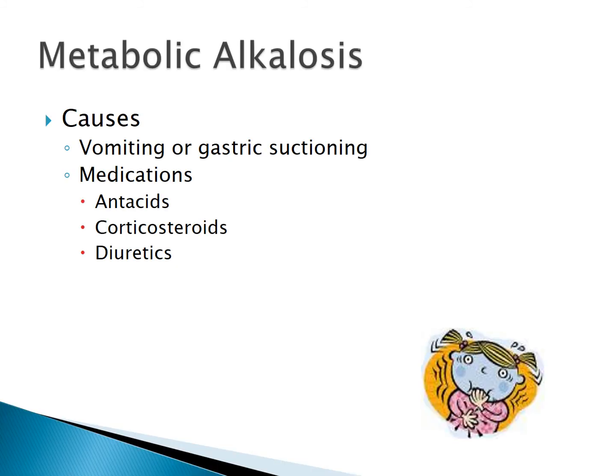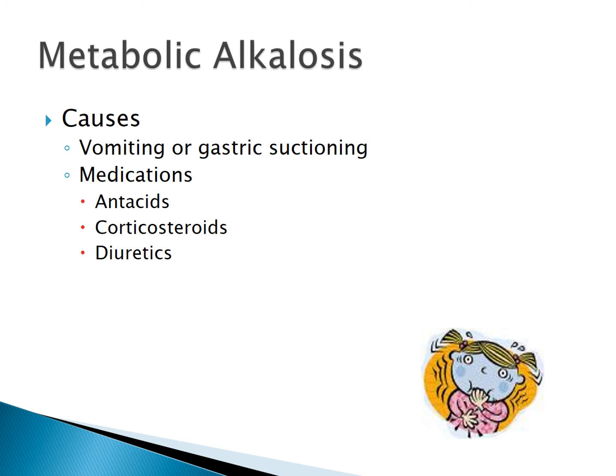All right, guys, the last one we're going over is metabolic alkalosis. Some causes of metabolic alkalosis include a loss of acid or excess bicarbonate in the body. Metabolic alkalosis can also be caused by vomiting or gastric suctioning. There's a loss of stomach acid and hydrogen ions.